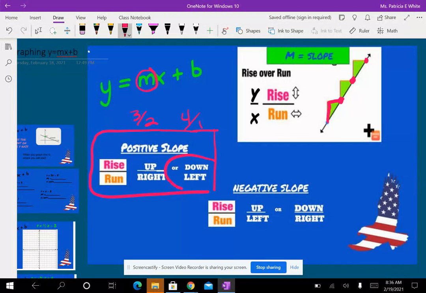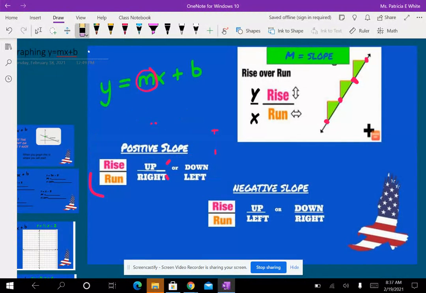Now we can also do down and left. If I'm looking at my line and maybe I don't have enough space to graph, then I can go down and left, down, left. Because remember, when you're dividing, two negatives still make a positive, okay?